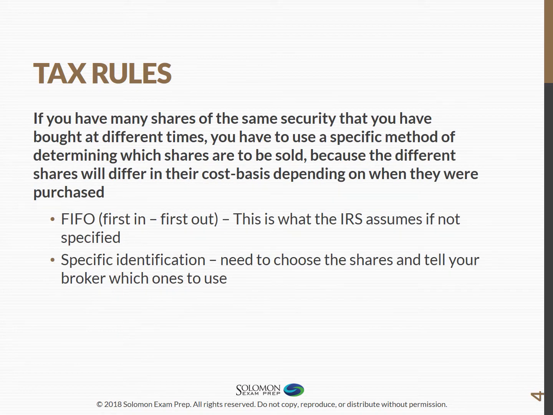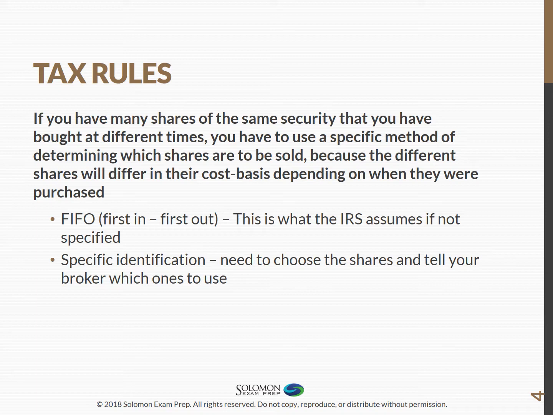If you have many shares of the same security that you have bought at different times, you have to use a specific method for determining which shares are to be sold, because the different shares will differ in their cost basis, depending on when they were purchased. The first method is called FIFO, which stands for first in, first out. This method assumes that the shares that you purchased first are the ones that you are going to sell. This is the method the IRS will assume if you don't specify the shares you want to use.